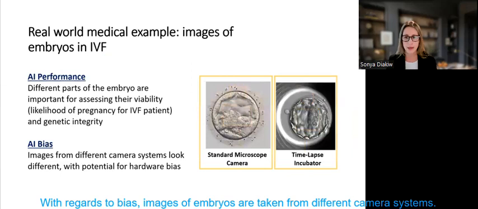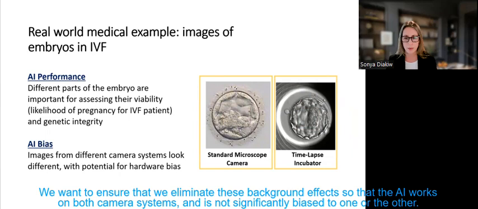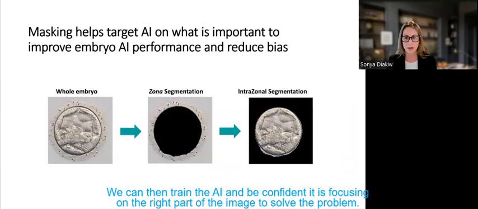With regards to bias, images of embryos are taken from different camera systems. Some are taken with a standard microscope-mounted camera, and others a time-lapse incubator system. The background in these images look different. We want to ensure that we eliminate these background effects so that the AI works on both camera systems and is not significantly biased to one or the other. We can use masking to remove the background and to allow us to focus on either the outer layer of the embryo or inner part of the embryo. We can then train the AI and be confident it is focusing on the right part of the image to solve the problem.